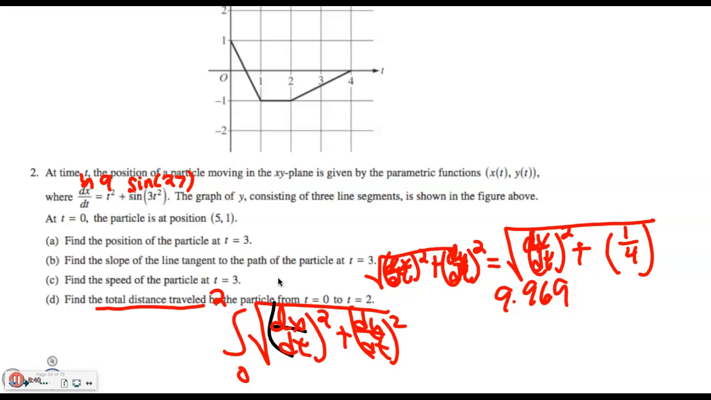Because think about what dy/dt is. What is dy/dt again? The slope, right? And what's the problem from 0 to 2 when you're like, what's the slope? There's 2 different ones. So what do we always do when there's 2 different things when we're integrating? Split it up. You're going to have to go from 0 to 1.